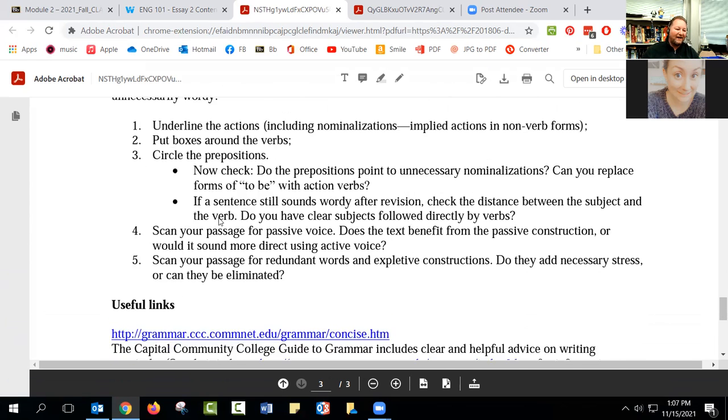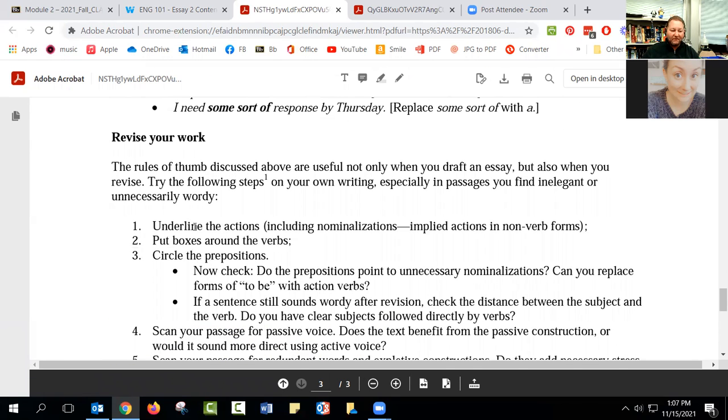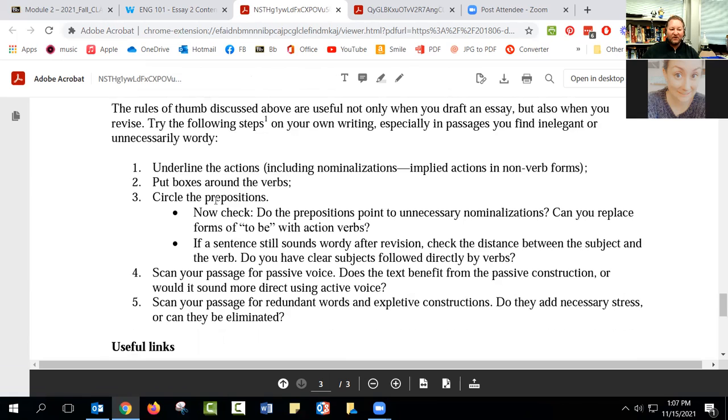And this one, I don't love this one, but it might help some people, right? I doubt you're going to do it, but it could help you. And these are some step-by-step directions. If you're really struggling with adapting your style or revising your style, this kind of shows you step-by-step how you can do it based on this handout. So it says underline the actions, right? Including nominalizations, implied actions, and non-verb forms. And you're like, what? That's the "is" thing from earlier in the handout, right?